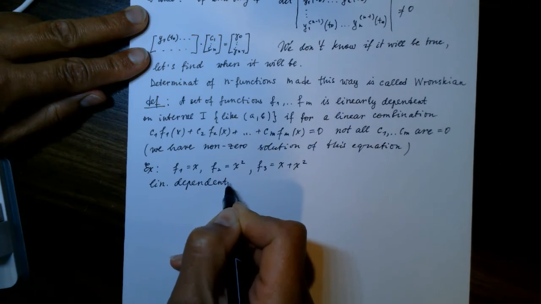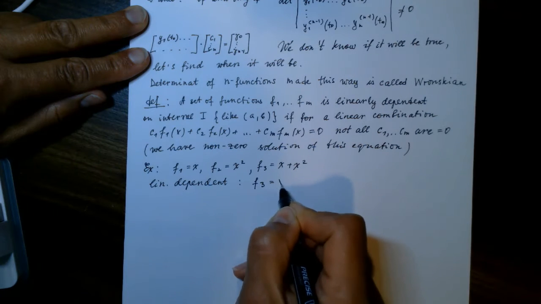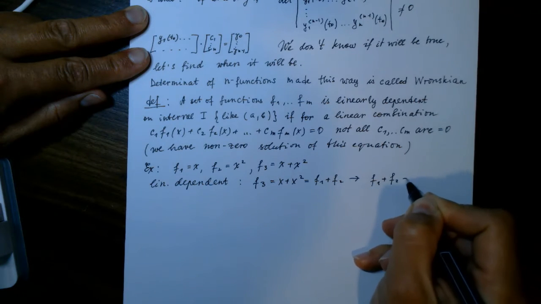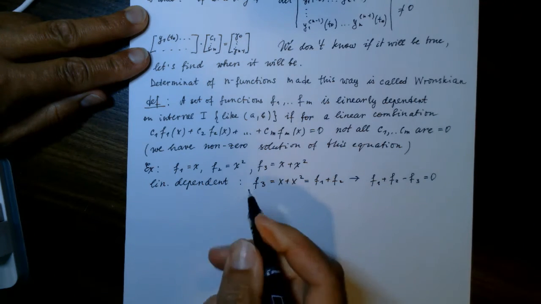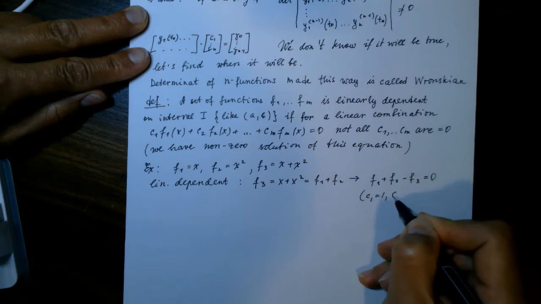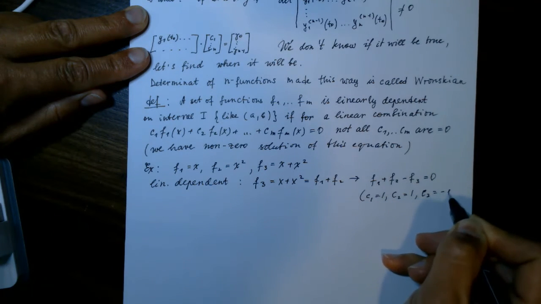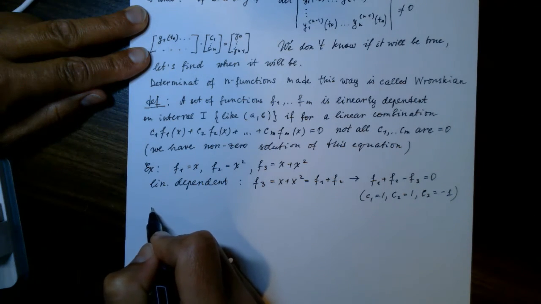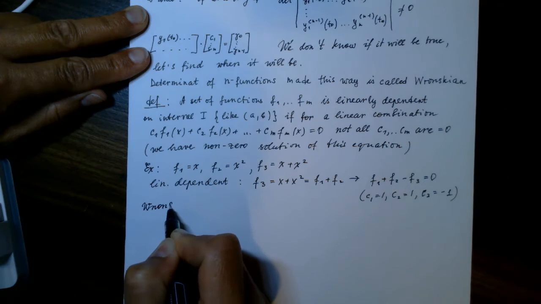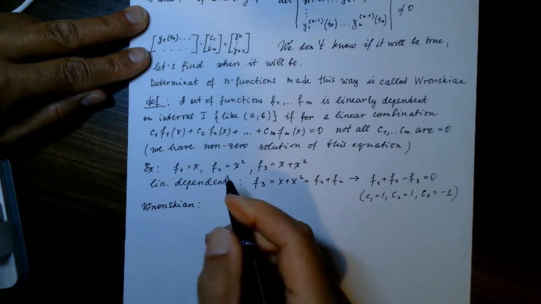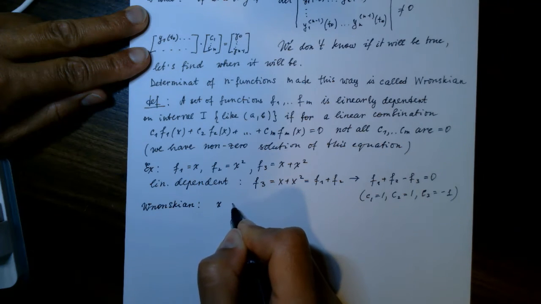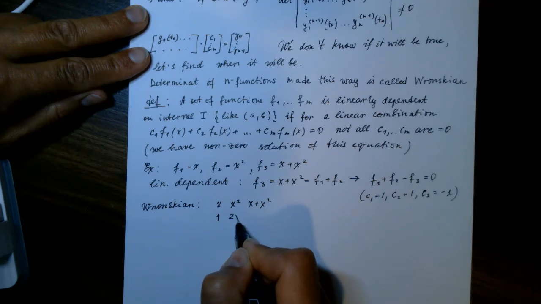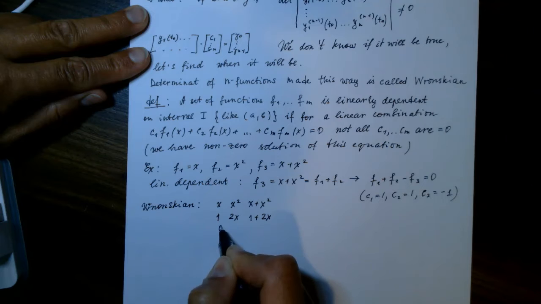I'm going to consider a couple of examples to show you how it works. For example, consider f1 equals x, f2 equals x squared, and f3 equals x plus x squared. Obviously f3 is made up of the functions f1 and f2. I'm just making up this simple example. If you move everything to one side, you have a linear combination of these three functions, and the constants in this linear combination are not equal to 0: constant 1 equals 1, constant 2 equals 1, and constant 3 equals minus 1. This linear combination is always equal to 0. If you plug in these constants, the sum is equal to 0.